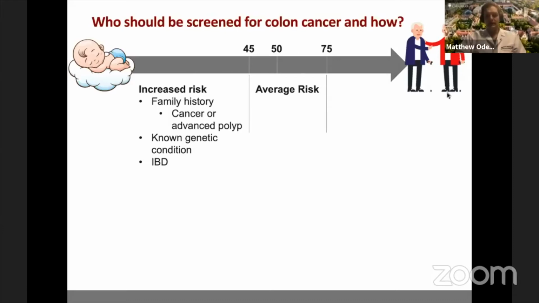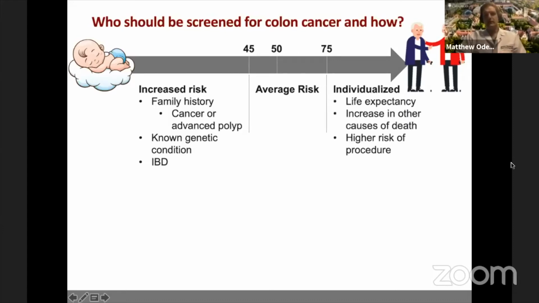And after age 75, the guidelines recommend that this should be individualized. So we don't recommend screening everybody after age 75 for colon cancer for many reasons, but partly because there's an increased risk of other causes of death after age 75. And the procedures that would be undertaken to do colon cancer screening have a higher risk in this population. So this should really be a more nuanced discussion between a physician and the patients themselves.